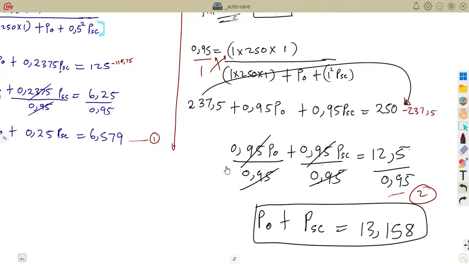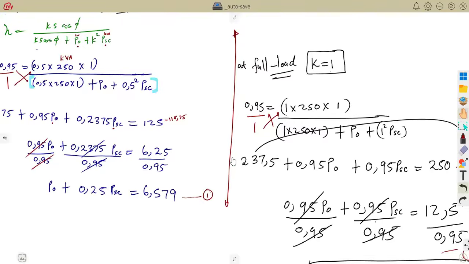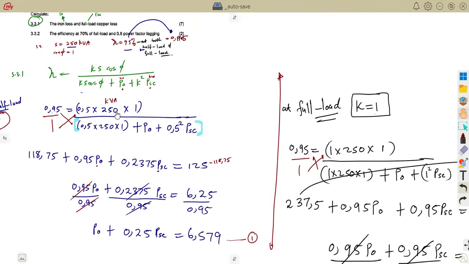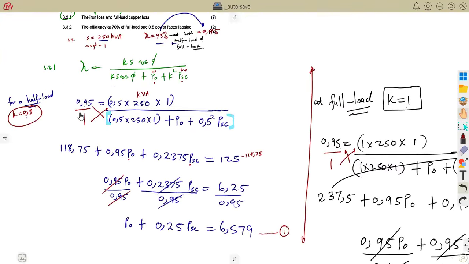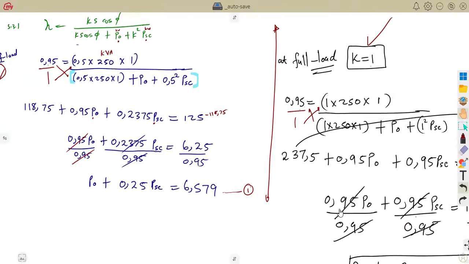So this is it, guys. You just form equations like at half load, because the efficiency is the same. So that efficiency is the same efficiency that you use here. At what? At full load. So the only thing that has changed is that at half load, K is what? 0.5. Here, K is what? K is 1 at full load. Just like that, this question will be repeated. They will repeat these questions, guys. Just answer this way.